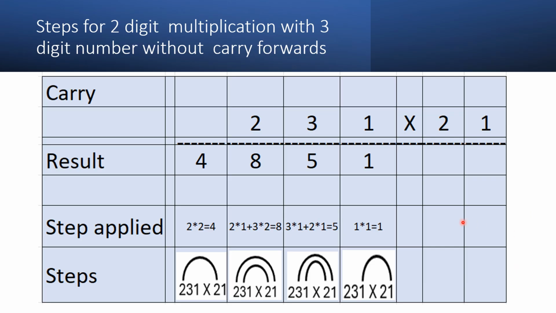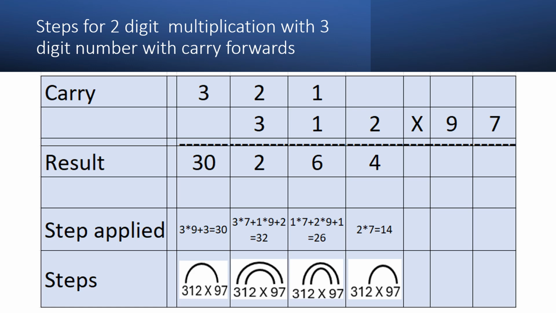Example without carry forwards. In the first step we are taking the first pair, that is 1 into 1 equal to 1. In the second step we have two pairs, that is 3 into 1 plus 2 into 1 equal to 5. In the third step there is a shift of pairing, and here you can see that 2 into 1 plus 3 into 2 equal to 8, which is the result 8. And in the last step we have only one pair, that is 2 into 2, which is equal to 4. So the answer is 4851.